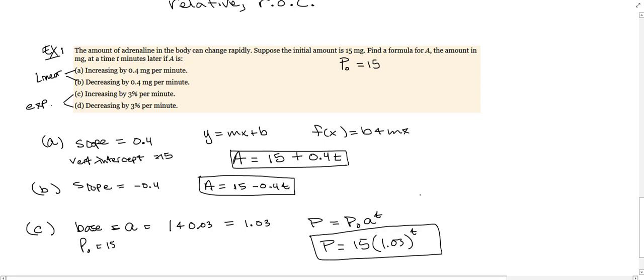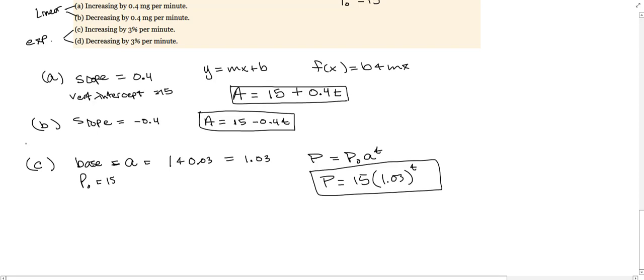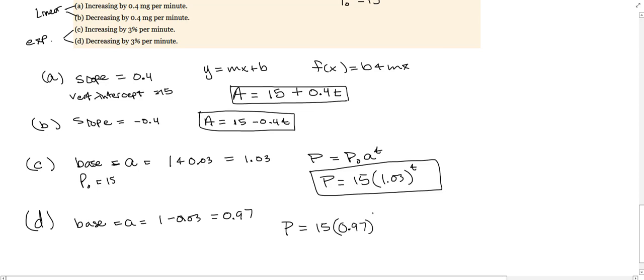And that would be increasing by 3% per minute. And now on D, where we're decreasing by 3%, in that case, think of decreasing, so instead of 1 plus, the percent is like minus 3%, so it's actually minus 0.03. So that is 0.97. And so the formula for that would be P equals, still 15 is the initial value, 0.97 to the T power.